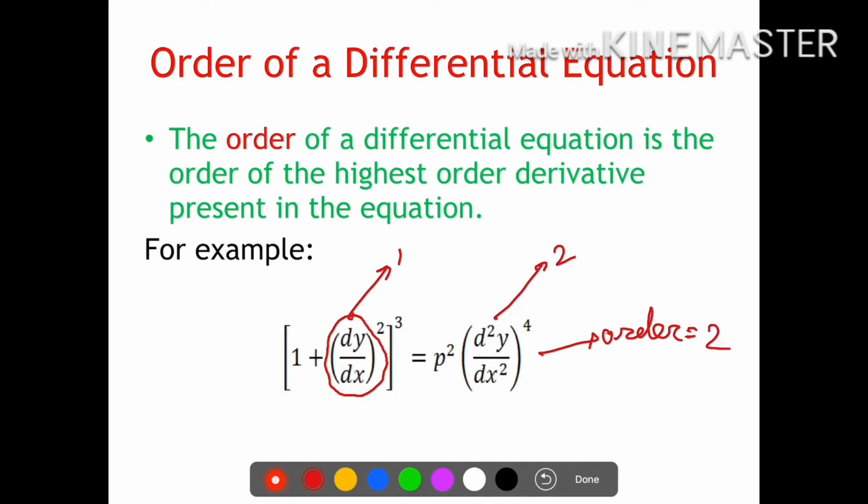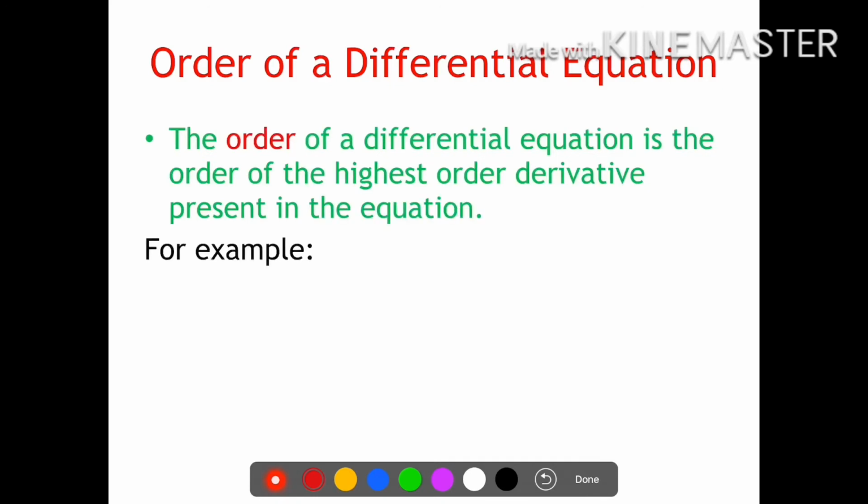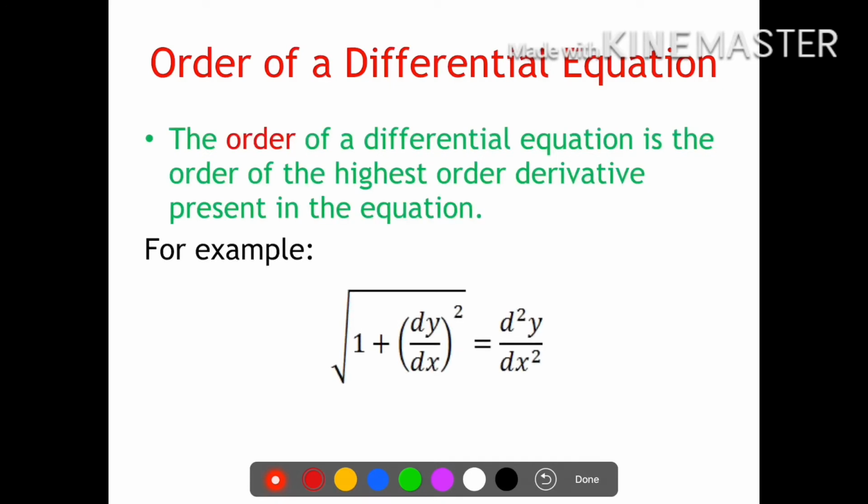Let us consider one more equation. The square root of (1 plus (dy/dx)²) equals d²y/dx². The order of this equation will be 2. Why? Because y is differentiated 2 times here and y is differentiated 1 time here. On the right hand side, y is differentiated the maximum number of times. That's why the order of this equation will be 2.